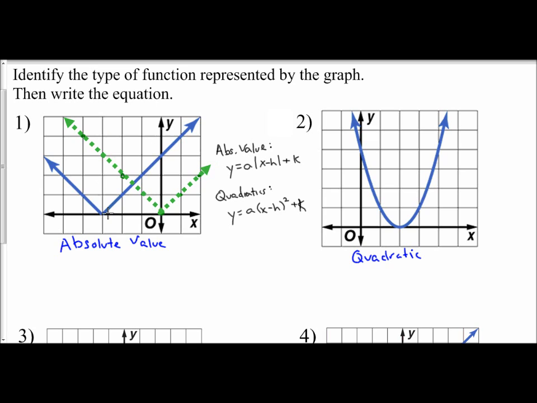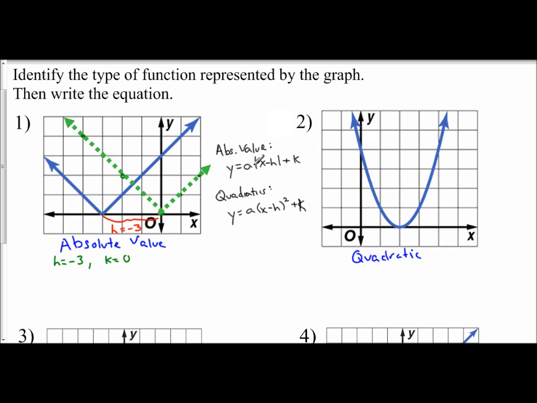Now this is a translation from that function. I had to figure out what type of translation it is. If I take a look, it looks like I went to the left 3 units. And since I'm going left 3 units, then that means my H value is negative 3. There is no vertical change, it's still on the same y, so then my K value is 0. So I see here right now, we're not worrying about A, but I know H is negative 3. I know K is 0.